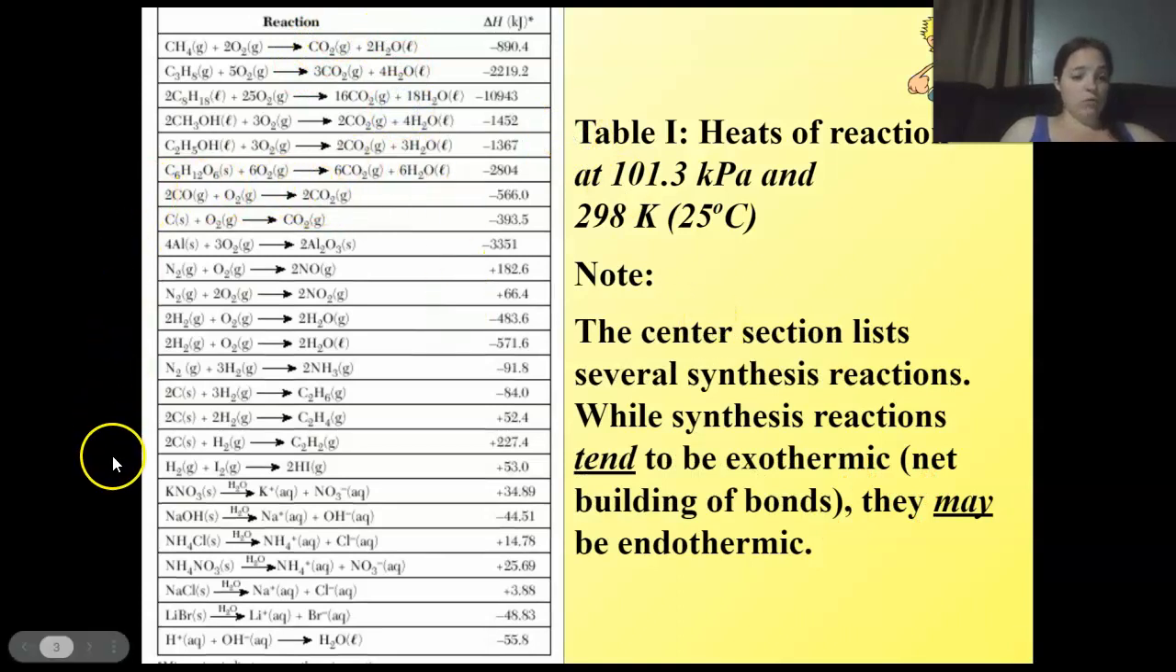The center section, right about here, lists a bunch of synthesis. You see 1 + 1 = 2. You see a lot of that all in the middle right here. While the synthesis reactions tend to be exothermic, negative, you got a bunch of those negatives because it's building bonds. So it's going to be exothermic. It's going to give off energy. They may be endothermic. So we got lots of exo, got a couple endo. There's 2 right there, a couple right here.